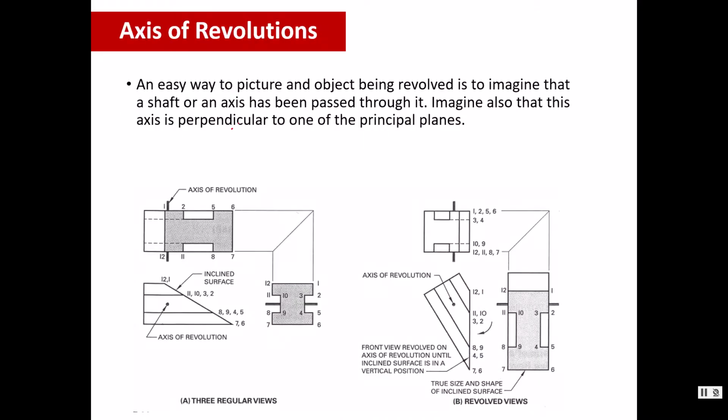An easy way to picture an object being revolved is to imagine that a shaft or an axis has been passed through it. Okay, so like this one, we want to get more information about this plane, which is not represented in this view. So we move the plane so that we can have the axis, and then we can draw it according to the true size of the plane. So this is the revolved view.